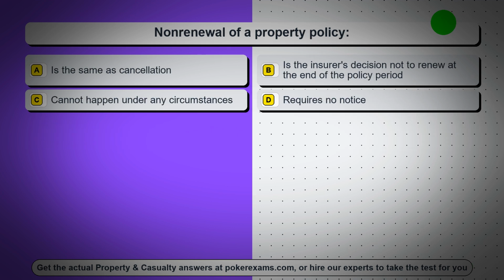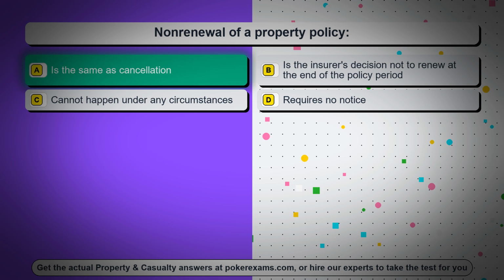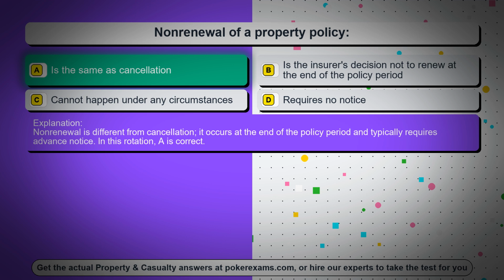Question 66. Non-renewal of a property policy, option A, is the same as cancellation, option B, is the insurer's decision not to renew at the end of the policy period, option C, cannot happen under any circumstances, option D, requires no notice. The correct answer is option A, is the same as cancellation. Non-renewal is different from cancellation, it occurs at the end of the policy period and typically requires advance notice. In this rotation, A is correct.